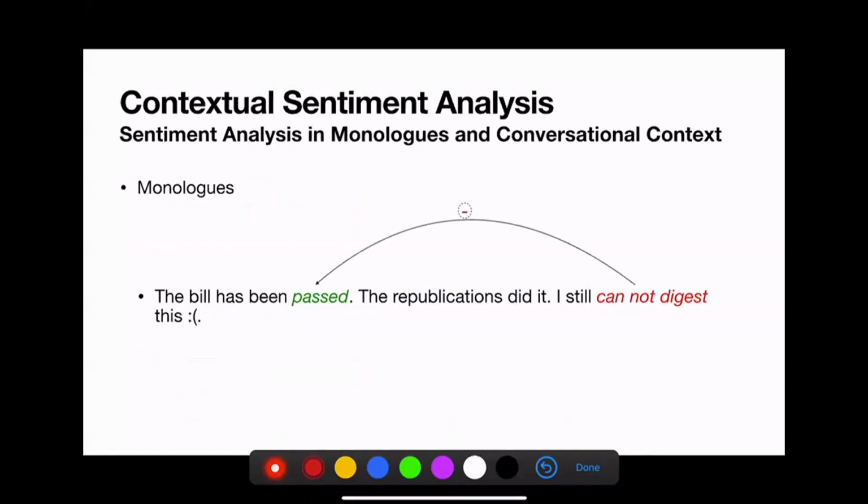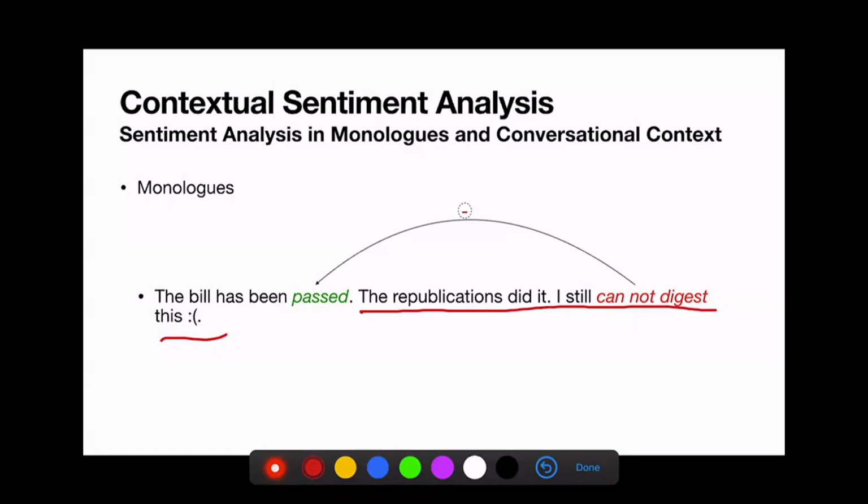Now, sentiment analysis in monologues and conversational context. Like what we discussed before, if you consider this sentence, the bill has been passed. This sentence is positive. If you do not consider the next sentences and just rely on this sentence, you can say that it is positive and the user is expressing positive sentiment, or maybe neutral because he or she is just explaining a fact.